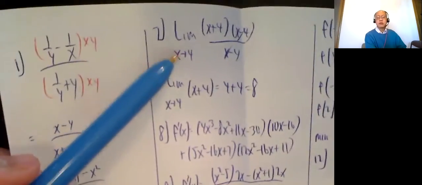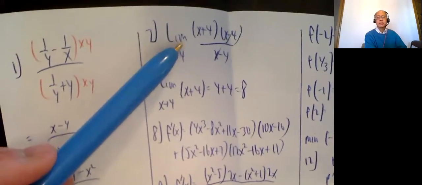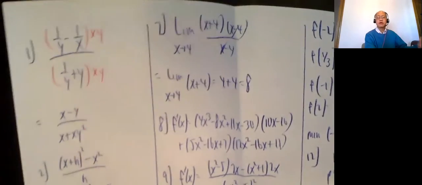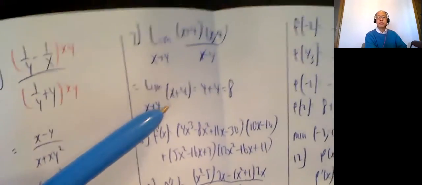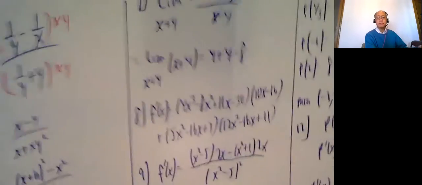Number 7, factor out the numerator, limit as x approaches 4, x plus 4, x minus 4 over x minus 4. X minus 4 cancels out. Limit as x approaches 4 of x plus 4, 4 plus 4, or 8.